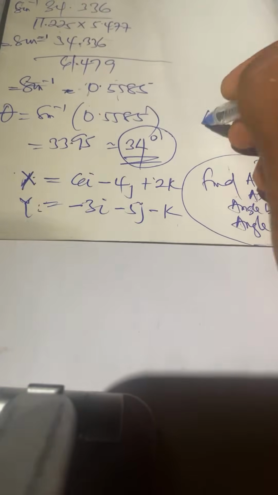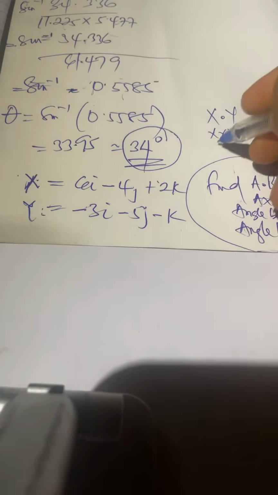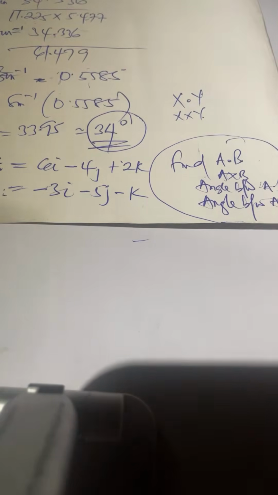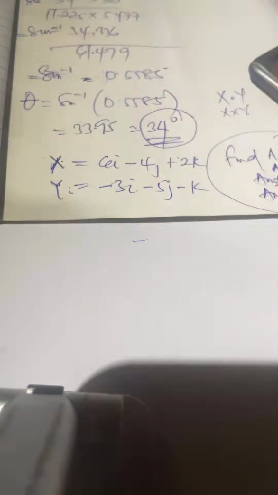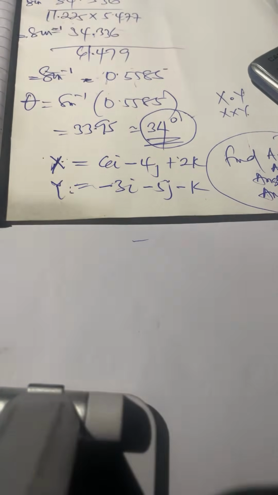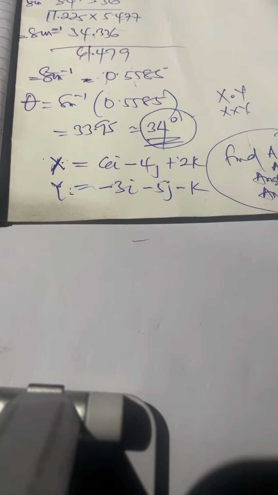In this case, sometimes they can tell you A dot B and you're given x and y here. You might be confused, where is the A dot B? Like I told you, A dot B is the same thing as x dot y, x cross y, the angle between x dot y and the angle between x cross y. Take your x as your A and take your y as your B. Even when you're solving with your calculator, take x as your A and y as your B, and then you solve. So that's the idea here.